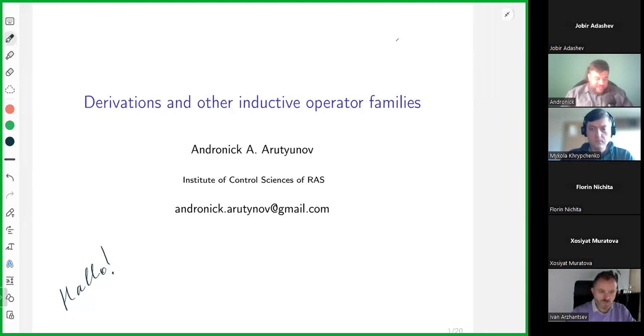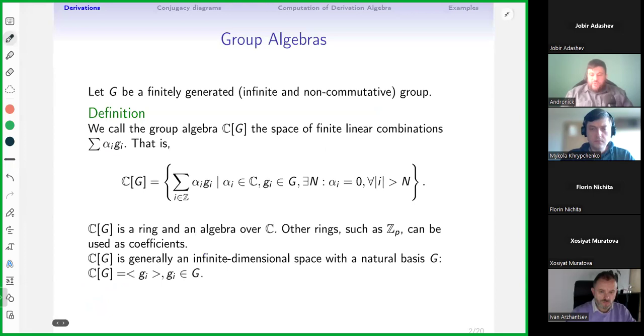So let us start. First of all, most of my talk is about operators on group algebras, but in fact, this talk can also be generalized to some other structures, and I will talk about that at the end of my talk.